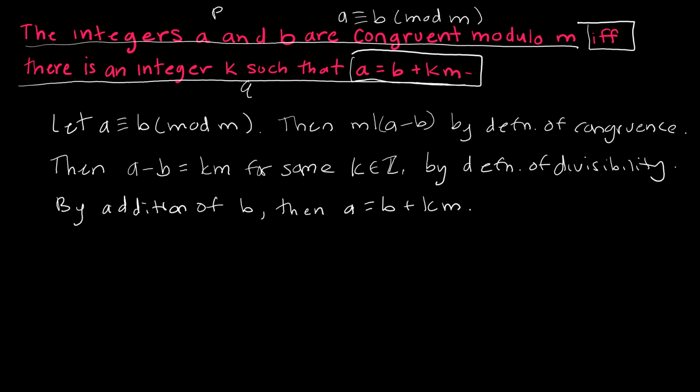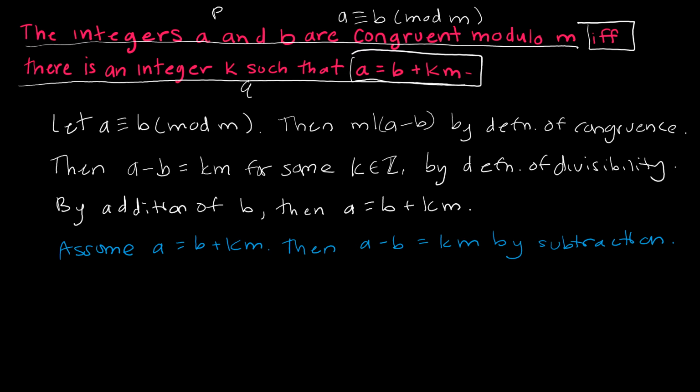Now I have to show if Q, then P. So assume A is equal to B plus Km. Then A minus B is equal to Km by subtraction. And as you can see, I'm just kind of going in the reverse order. But what I have to show then is that this is true.